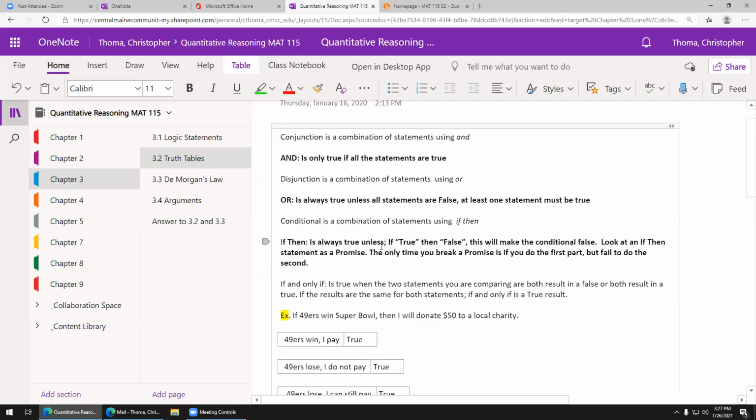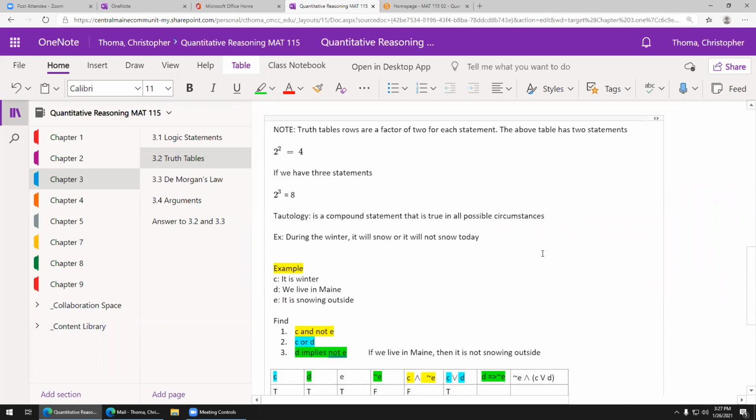So it is always true unless the first one is true and the second one is false. Then that is a broken promise. So that's when we care about false. So we want a T and F. If we get a T and F, then we know we're false. Come down here.